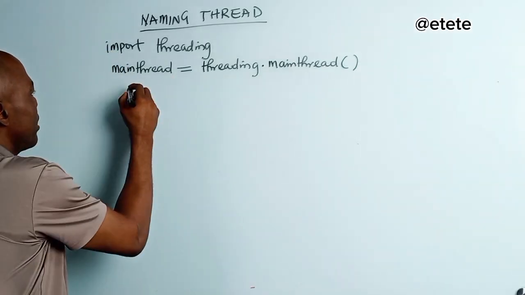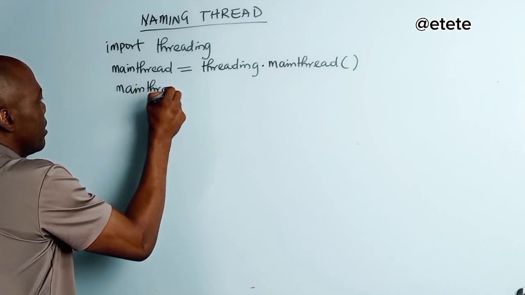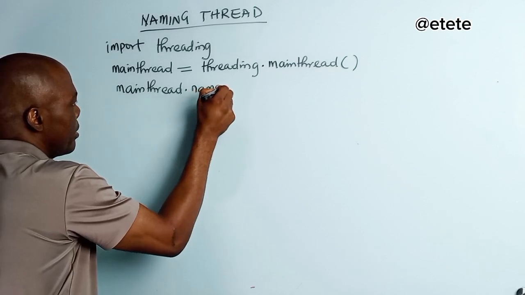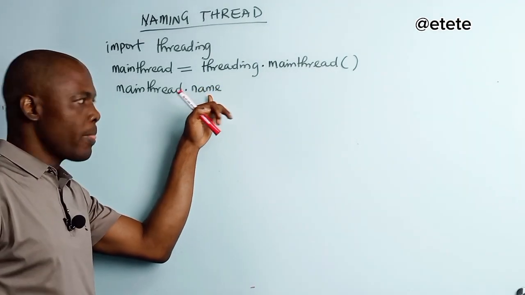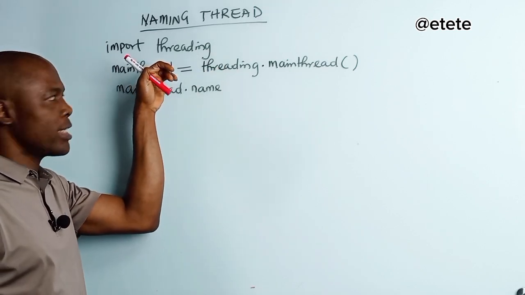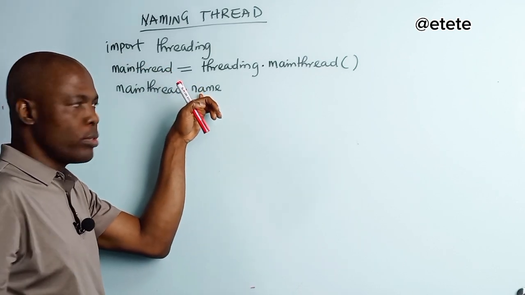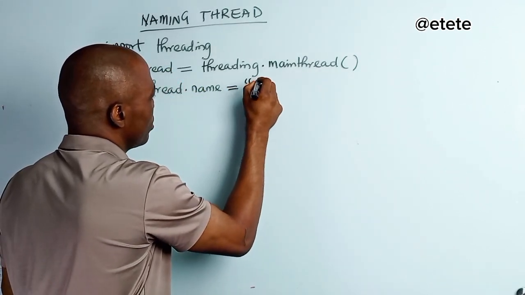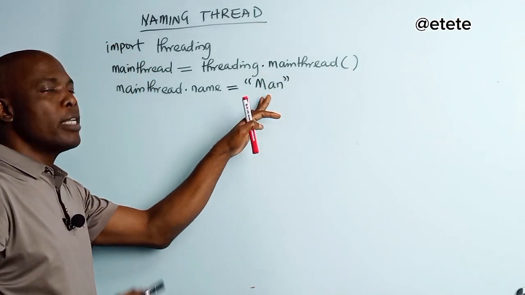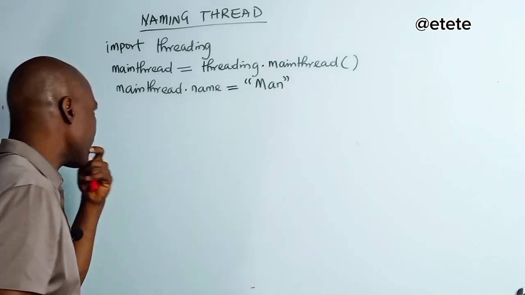Now I am going to say main_thread.name. Now there is an attribute called name. Now I have created a reference variable to it, which is like instantiating the class. So I'm using that method, which is that object, to access this attribute. And I'm changing this to what? To Man, right? That's what I've done. So I've changed the name of my main thread, which is MainThread. I've changed to what? To Man. That's what I've done. Okay.